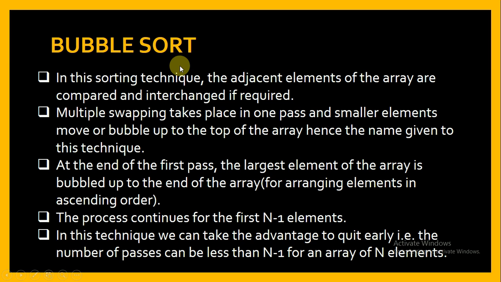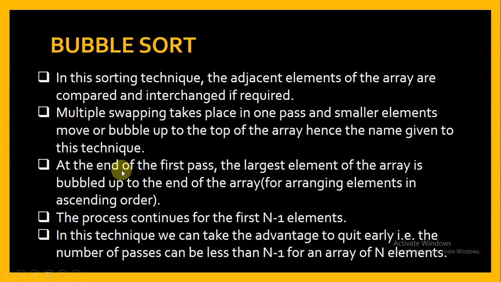Now let us come to bubble sort. In this sorting technique, the adjacent elements of the array are compared and interchanged if required. Instead of selecting the smallest element as in selection sort, here adjacent elements are compared. Multiple swapping takes place in one pass, and smaller elements move or bubble up to the top of the array, and hence the name given to this technique. That is why this technique is called bubble sort.